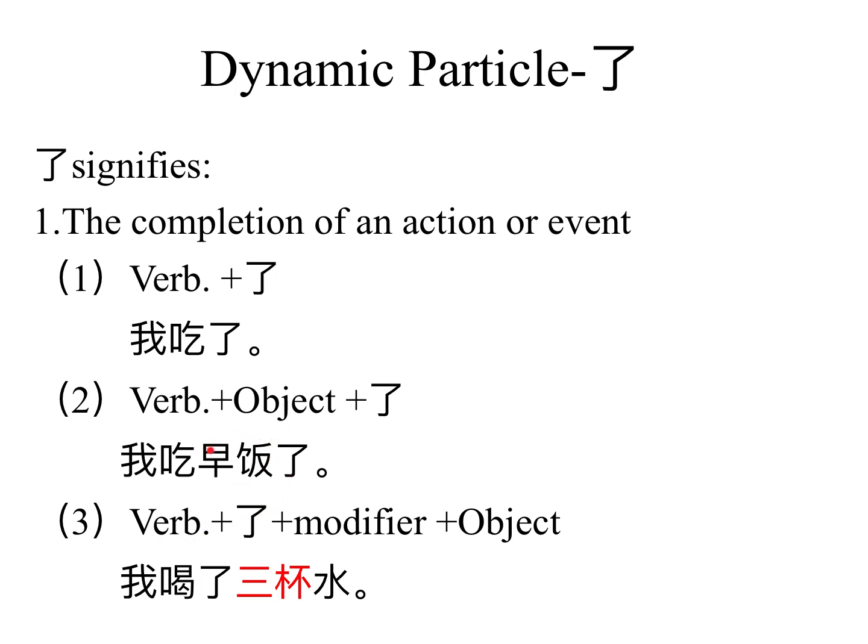If the object has a modifier in it, we need to move le right after the verb. We do not put it after the object. For example, 我喝了3杯水. 3杯 here is a modifier, so we move le right after 喝.